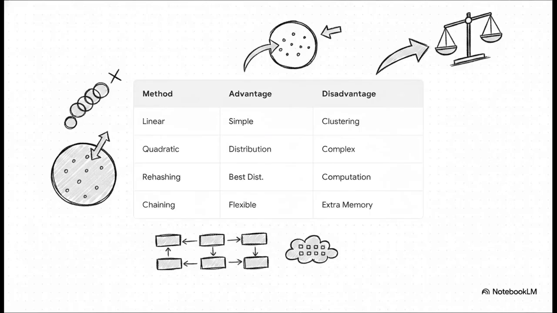Looking at these methods side by side illustrates a core truth of computer science. Literally everything is a trade-off. Linear probing, simple to write, but you get clustering. Rehashing gives you the absolute best distribution, but it eats up more computation time. Separate chaining is amazingly flexible, but demands extra memory for all those linked list pointers. Choosing the exact right compromise for your specific build, that is what separates good coders from great engineers.